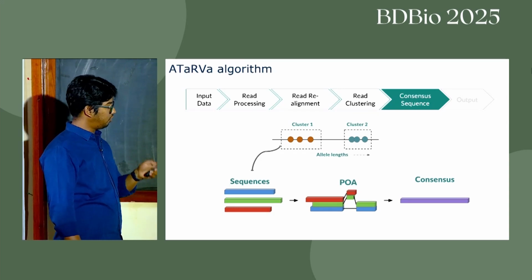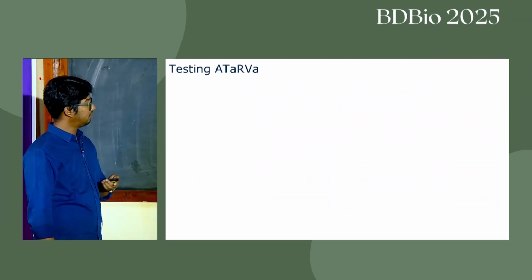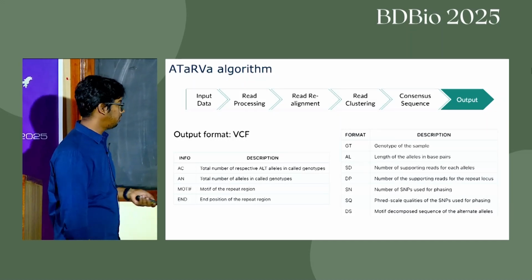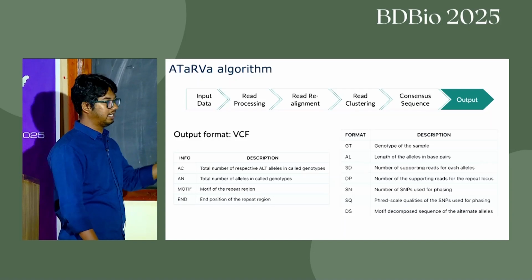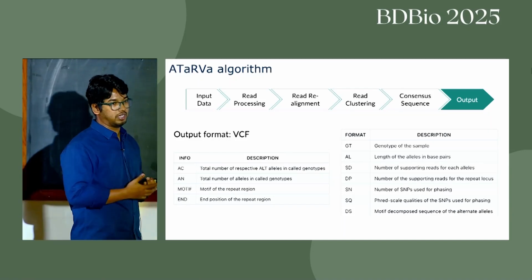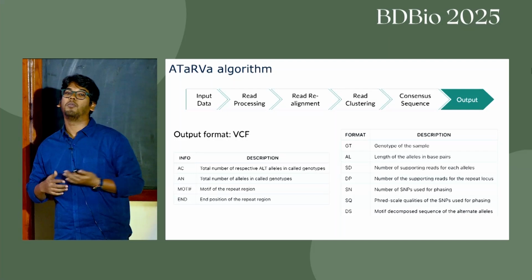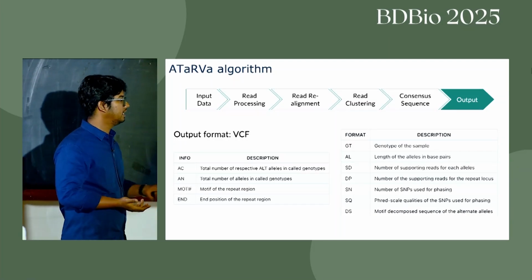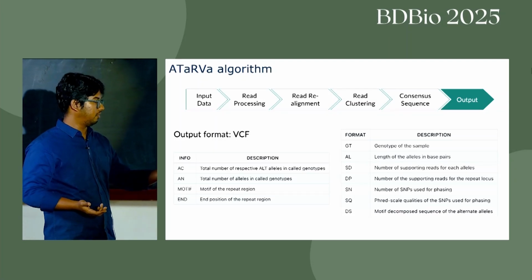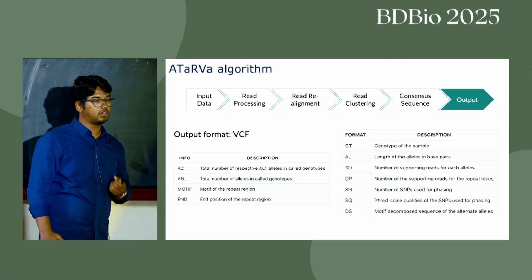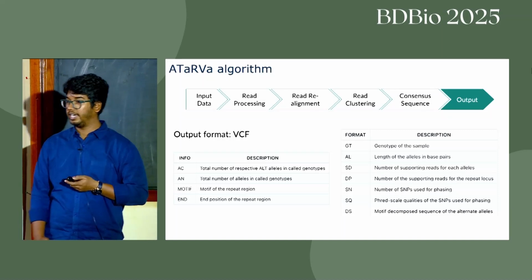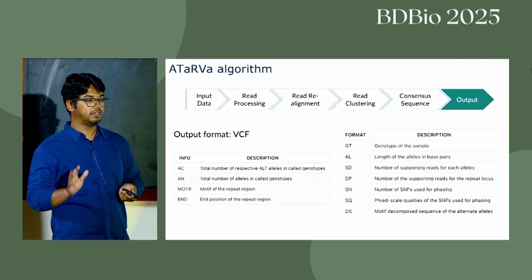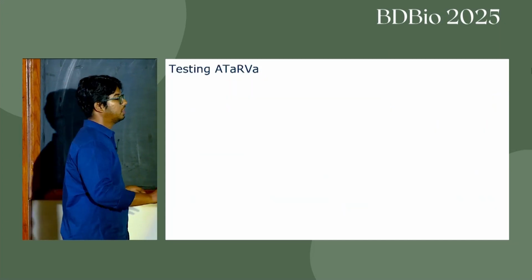And the output is in VCF format, the standard format, and it gives a bunch of information like what is the genotype, what are their lengths, how much read support was there, what was the average quality of SNP that was used for phasing, and the decomposed sequence if you ask for it, and also the allele sequence, right? So this is the overall algorithm of ATaRVa, but how does it work, or does it work well?